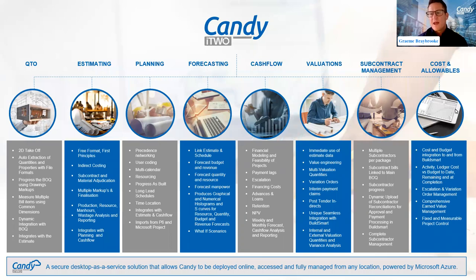So being able to link, and it's a dynamic link. So if anything changes on my estimate or if anything changes on my plan, that information is automatically updated onto our forecasts accordingly. So when we are looking at cost-loaded programs, whether we're looking at resource-based forecasts, all of this is available because we've linked our money and our time together.